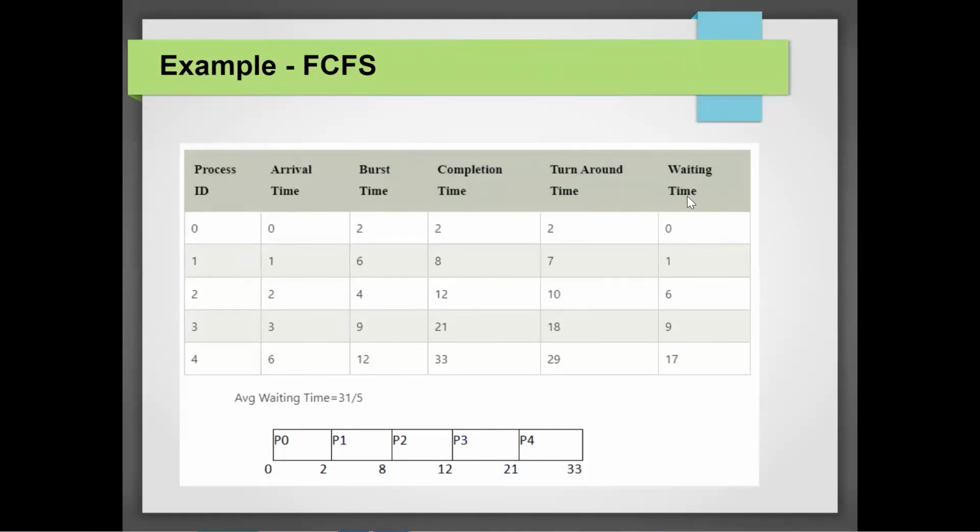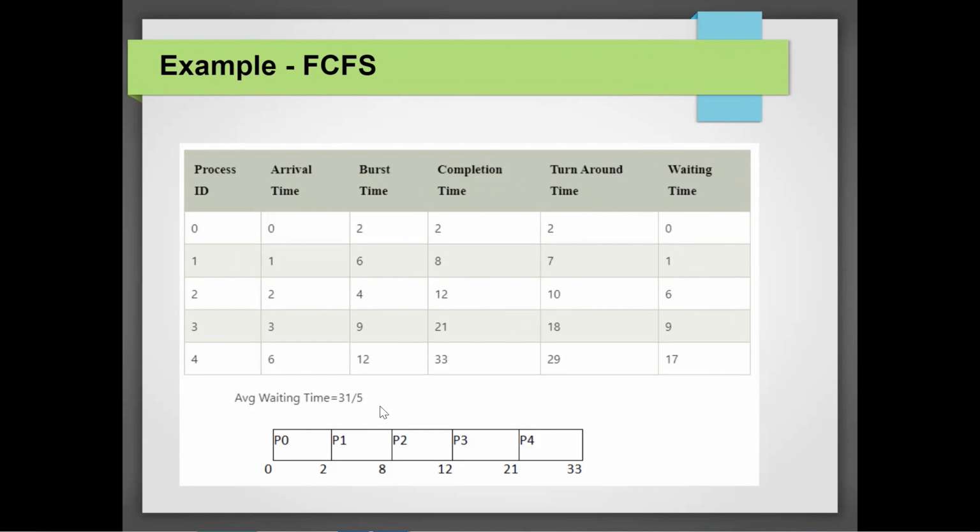The waiting time is calculated as the difference between the turnaround time and the burst time. For example, the waiting time of process P2 is 10 minus 4, which is 6. This is how you calculate the turnaround time and waiting time. For calculating the average waiting time, I add the waiting times of all the processes and divide by the number of processes. Here I have 31 divided by 5.